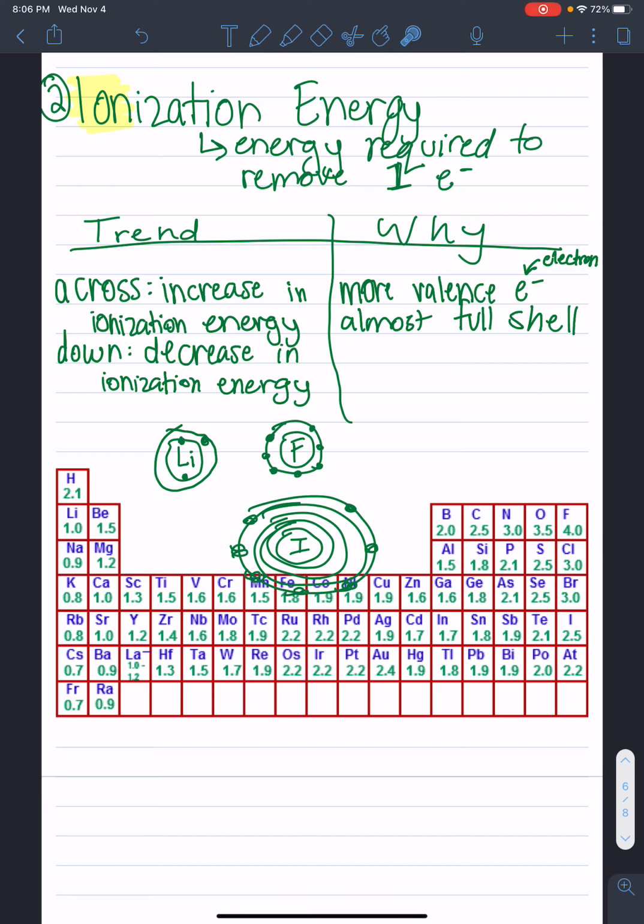It's like in football, the running back usually holds the ball very close to its body, like F, so it's harder to knock the ball out. If the running back were to hold the ball far away from its body, it would be like I, and it'd be easier for people to grab the ball. So as we go down, it decreases because the electrons are further from the positive center. Or a different way we could say it is from the positive nucleus.